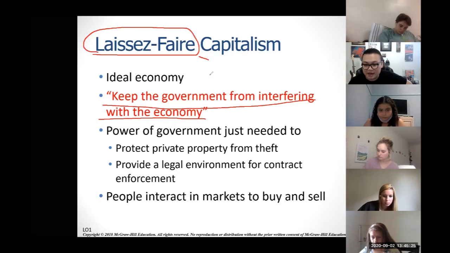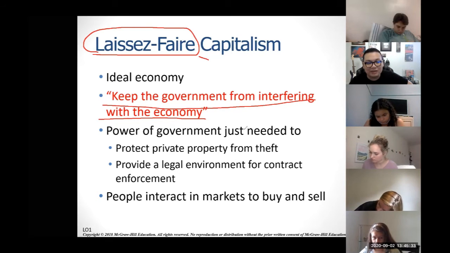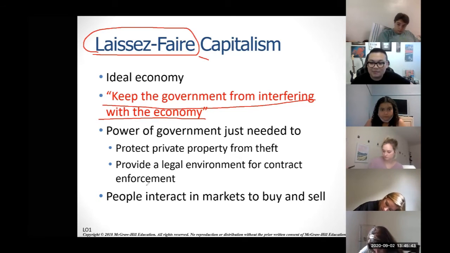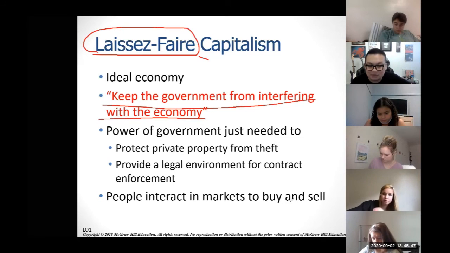The government is just there to make sure the market is safe. That's the only thing. The power of the government is just to protect property from theft and provide a legal environment for contract enforcement. And the companies and consumers, the customers, interact in the market to buy or sell.